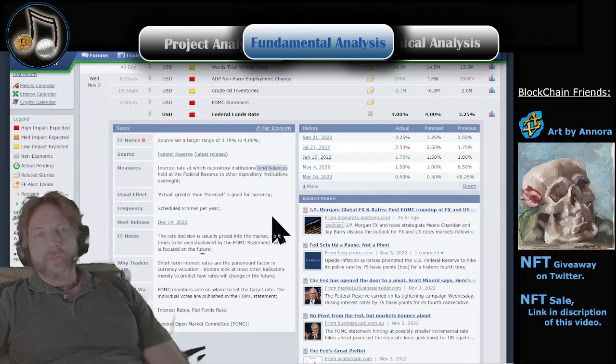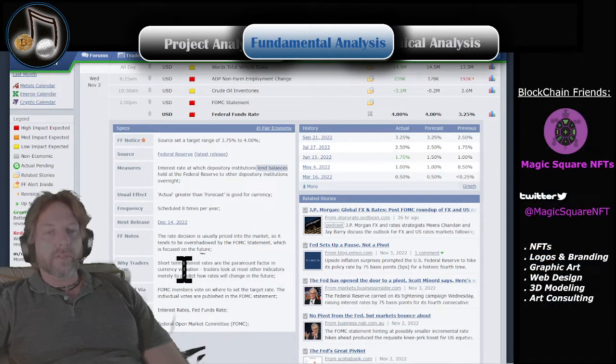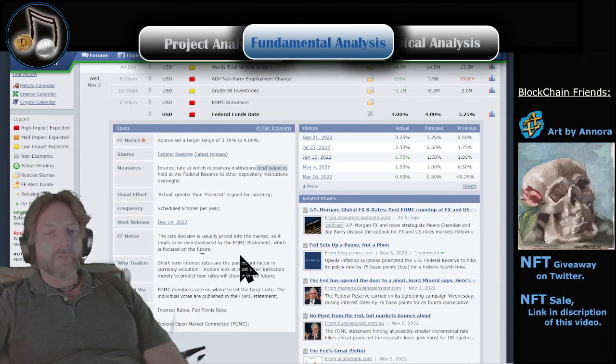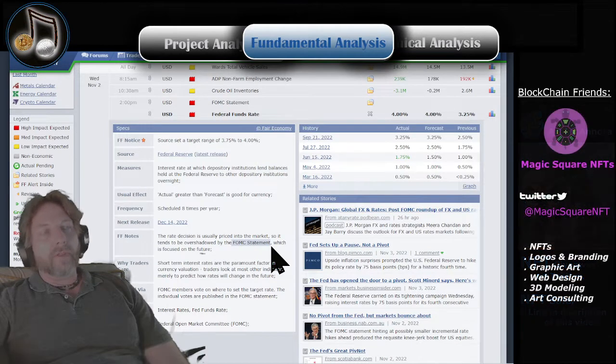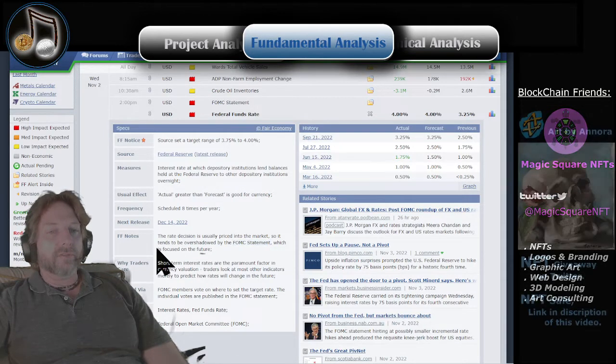There's lots of good information here. I encourage you to hop on and sift through this information yourself. The rate discussion is usually priced in to the market, so it tends to be overshadowed by the FOMC statements. The FOMC statements are very important. This determines where the market's going. This is where they let you know where the market's going, which is focused on the future.